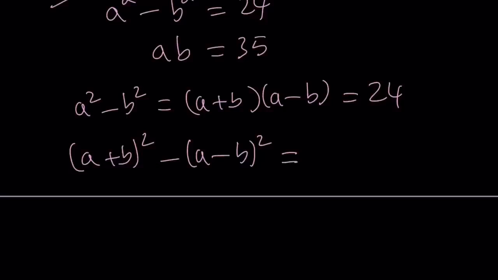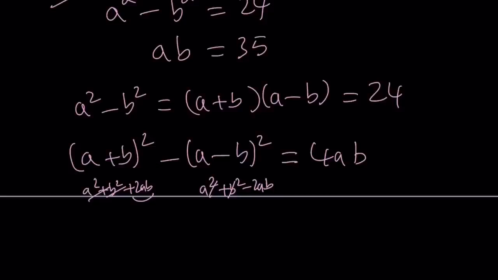Notice that this is going to give us a squared plus b squared plus 2ab, and this is going to be a squared plus b squared minus 2ab. So what happens is these two cancel out. We end up with 2ab minus negative 2ab, which is 4ab. That's kind of cool because it associates the difference and the sum with the product. That's why I really like this identity.